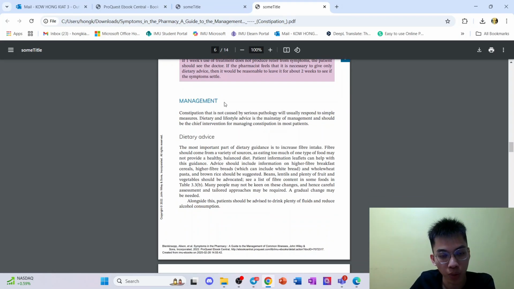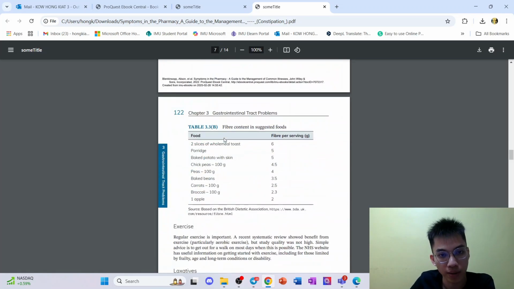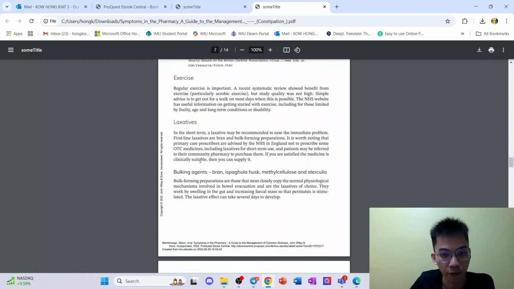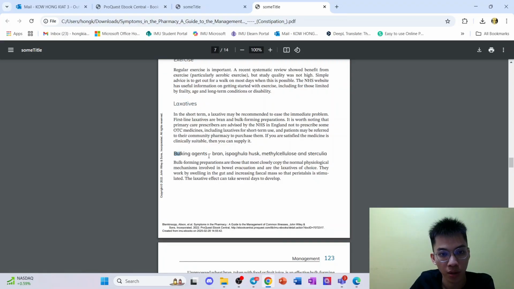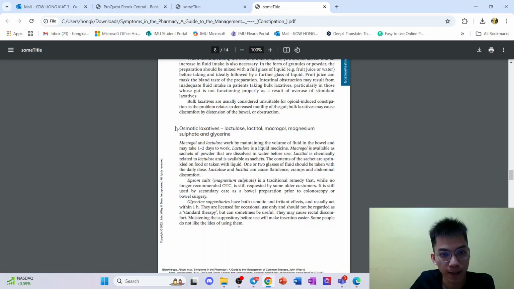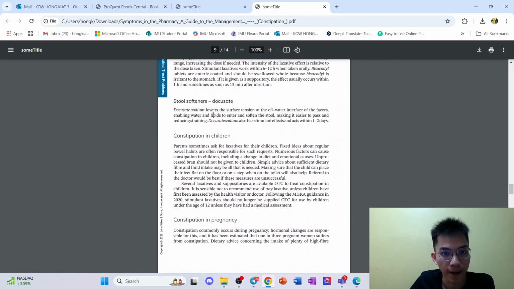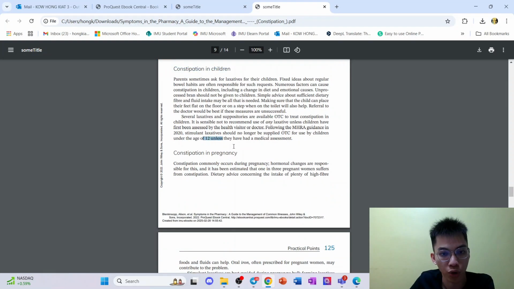And the management is covered quite extensively as well, including dietary advice, and you see fiber content such as the foods in table form, very interactive, exercise, laxatives. This is in terms of the pharmacological treatment. The bulking agent, typically ispaghula husk. Your osmotic laxative, typically lactulose, and your stimulant laxatives, your senna, sennosides, bisacodyl, and they are covering stool softeners as well. They are covering constipation in children as well as in pregnancy.